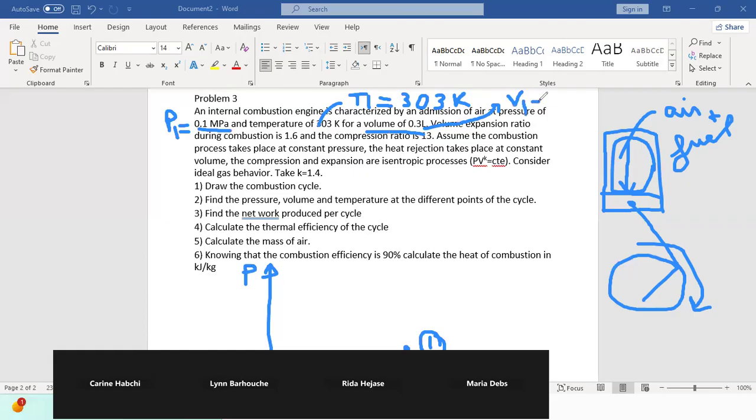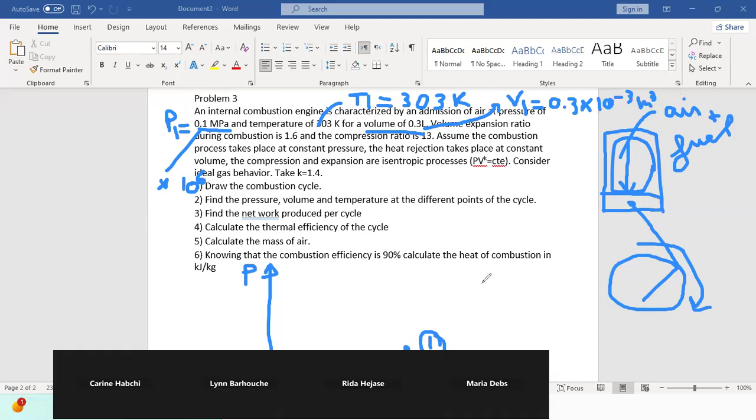So in general, we work for pressures with Pascal. Meaning we multiply here by 10 to the power 6 to get the pressure in Pascal. And we multiply the volume by 10 to the power minus 3 to get the volume in meter cube. So 0.3 times 10 to the power minus 3 meter cube. Now, we want to draw the cycle of what is happening in the cylinder. First, we have the initial condition, just at admission.